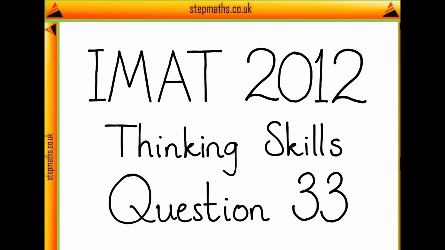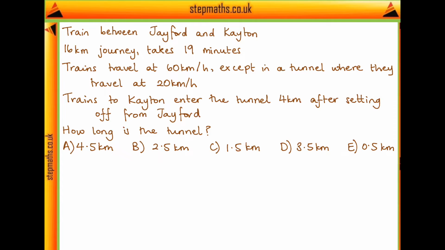Hi, in this video I'm going to go through question 33 on IMAT 2012. This question tells us that there is a regular train service between Jayford and Kayton, and this journey is 16 kilometers and takes 19 minutes. Now the trains travel at 60 kilometers per hour in both directions, except when going through a tunnel, where they travel at 20 kilometers per hour. We're also told that trains towards Kayton enter the tunnel 4 kilometers after setting off from Jayford, and we want to know how long the tunnel is.